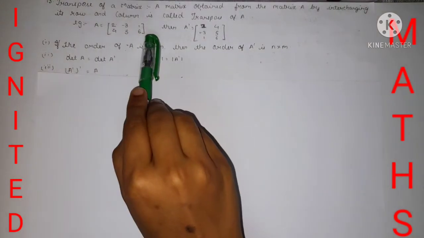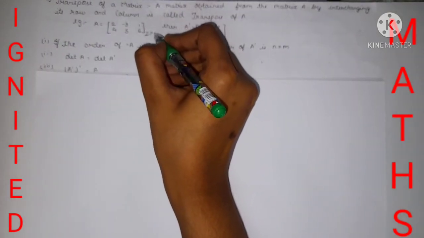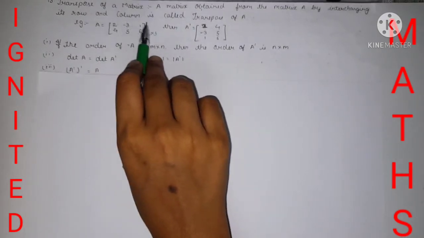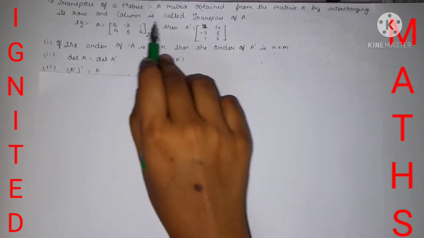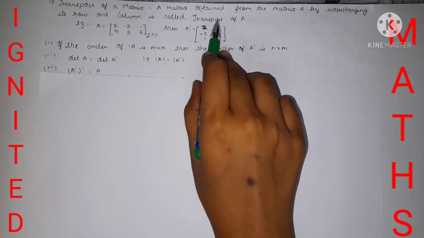Here you can see an example. I have given a matrix of 2 rows and 3 columns. There are 2 rows, so I will interchange them as columns. The first row will be interchanged as the first column, and the second row will be interchanged as the second column.